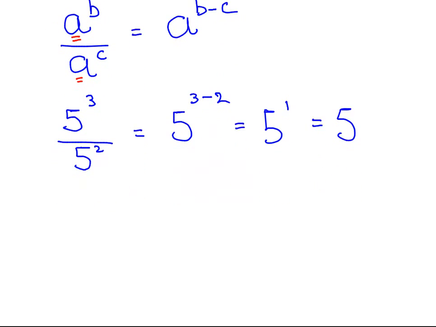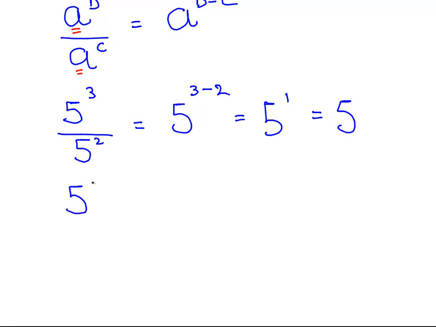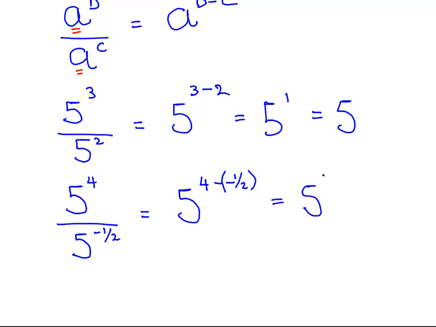You can have that with negative numbers now. Watch out for negative numbers. You could have 5, let's say, to the power of 4, divided by 5 to the power of minus 1/2. Here what you do is 5 to the power of 4 minus minus a half. So the minuses cancel out. You get 5 to the power of 4 and 1 half. Or another way you might write that is 5 to the power of 9 over 2. That might just make it a little bit easier to work with. So that's the third rule.